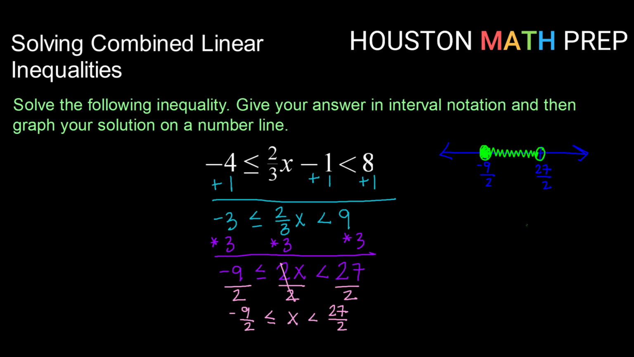Taking that graph and writing that in interval notation, I'm going to take the boundaries of my shaded region from left to right. Negative 9/2 has a closed dot, so it will get a bracket. And 27/2 has an open dot, so it will get a parenthesis.